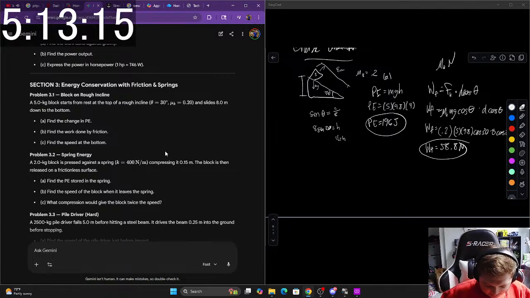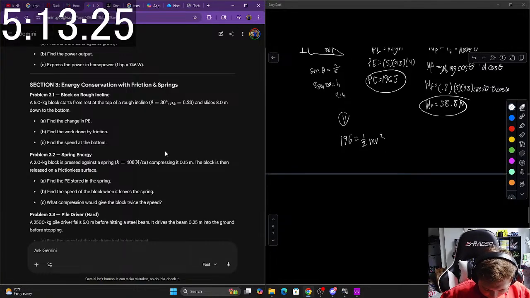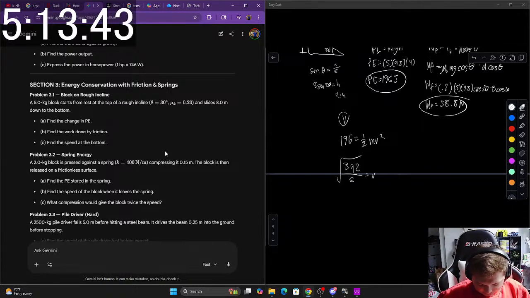Find the speed, velocity at the bottom. So just like that. 196 times 2, what is that? 392? Let's plug it in my calculator to make sure. Divided by 5 equals V. Square root of that.